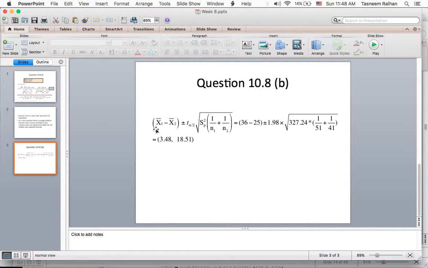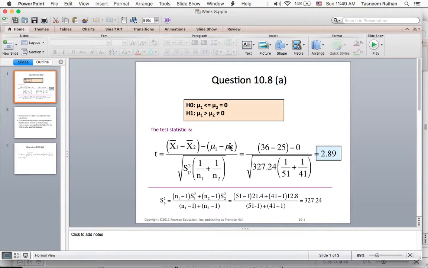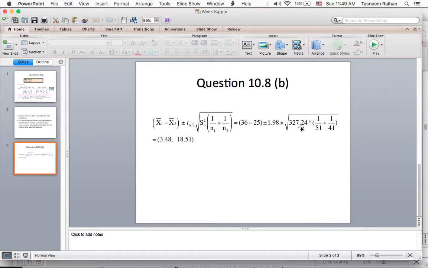So x bar 1 is the mean of sample 1, x bar 2 is the mean of sample 2. We know that x bar 1 equals 36 from the question, x bar 2 equals 25, again from the question, and s squared p is the pooled variance which we calculated in the previous question. In question 10.8a, we worked this s squared p out to be 327.24. That's why we plug that in here. Then 1 over n1, where n1 is the number of observations in sample 1, equal to 51, and n2 is the number of observations in sample 2, equal to 41.